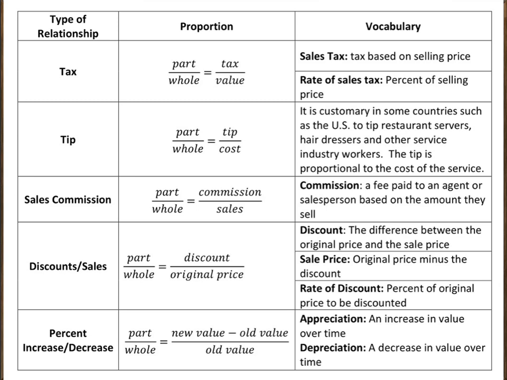Last but not least, this is probably the most complex example: a percent increase or decrease. One example of this would be if you get a raise. Let's say you get a 5% raise. To calculate how much money that is, you would have 5 over 100, and the way we do percent increase or decrease is the new value minus the old value, divided by the old value. Also, some words associated with percent increases and decreases are appreciation: if something increases in value over time, it's said to appreciate. Depreciation is if something decreases in value over time, it's said to depreciate.